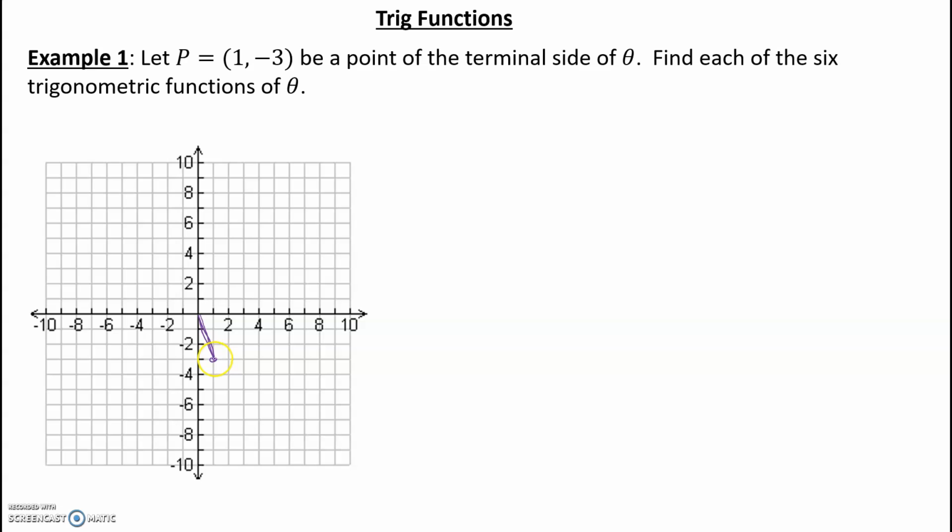So we're actually going to create a triangle out of this. Remember, trig is the study of triangles. We're going to be dealing with a lot of triangles. So here's my right triangle, and here's my theta. I'm going to pull that off over here just so it's drawn a little bit better. Here you go, there's theta. This was 1, and this is negative 3.